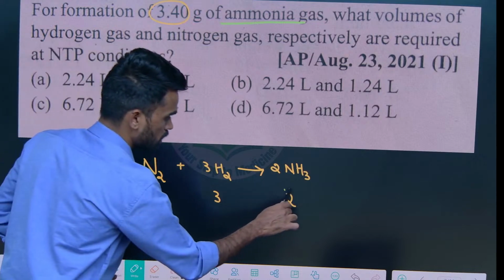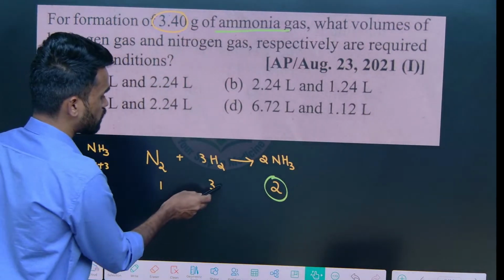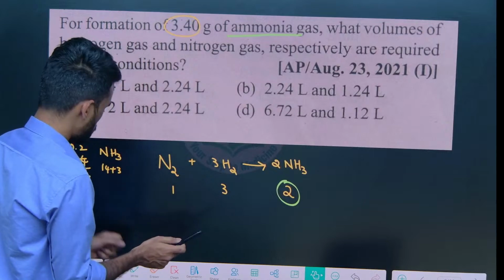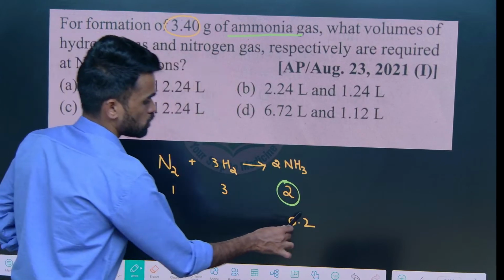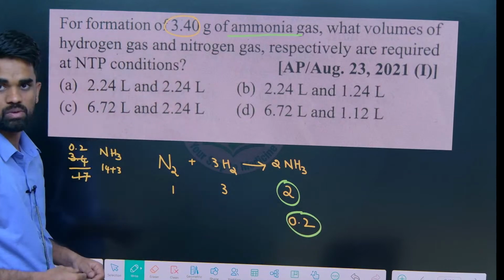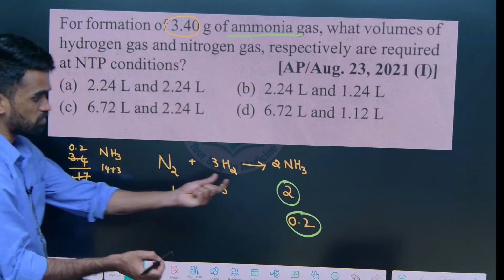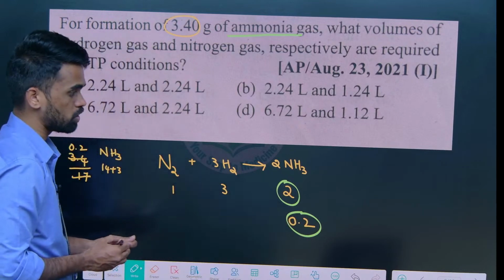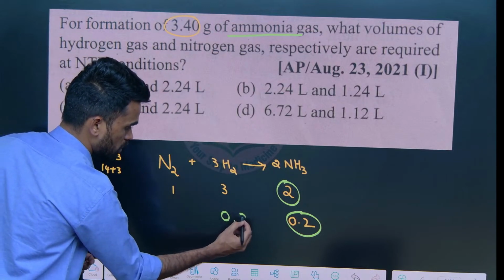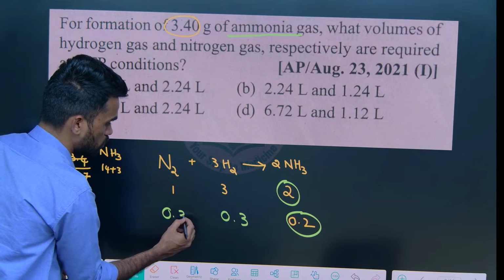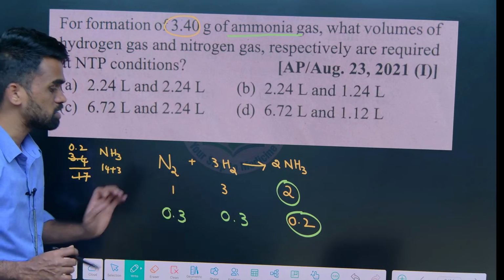So for producing 2 moles of ammonia, we require 3 moles of hydrogen. Now they are asking us to produce 0.2 moles. So 0.2 moles of ammonia is required now. 3.4 grams of ammonia is nothing but 0.2 moles of NH3. So this will come from 0.3 moles of H2 and 0.1 moles of N2, that's it. Now we have written it in terms of moles.